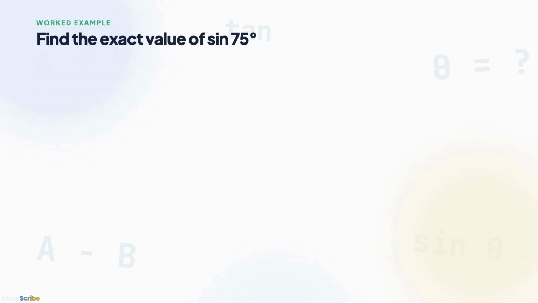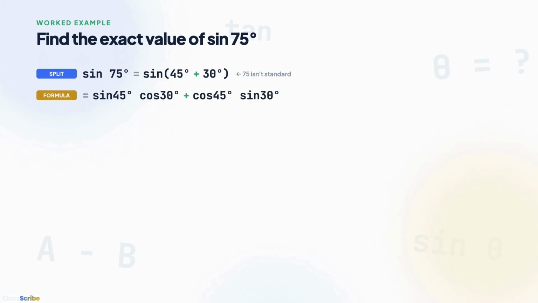Now let's solve an example. Find the exact value of sine 75 degrees. Since 75 is not a standard angle, write it as 45 degrees plus 30 degrees. Now apply the sine addition formula. We get sine 45 into cosine 30 plus cosine 45 into sine 30.